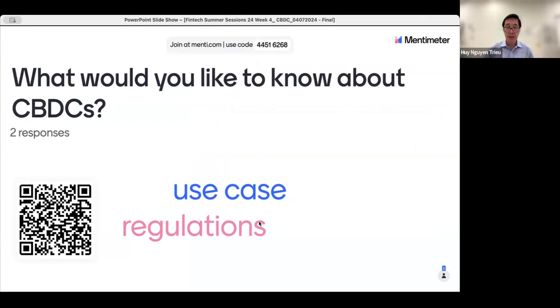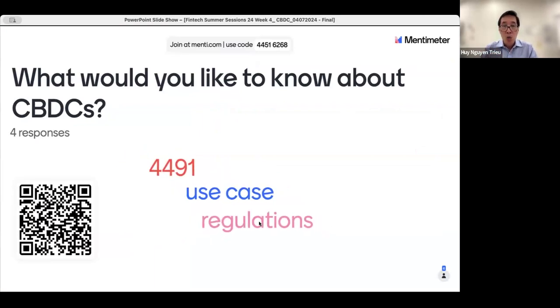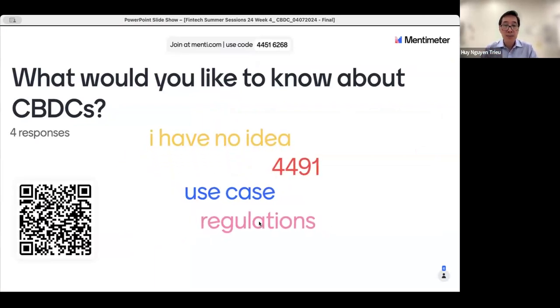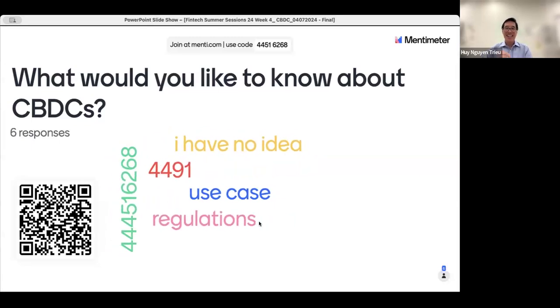So if you could just take, for example, your phone and scan this QR code, or go to the website menti.com and use the code 44516268, which you can see at the top. Could you type in the small box that you have on your phone what you would like to know about CBDCs?